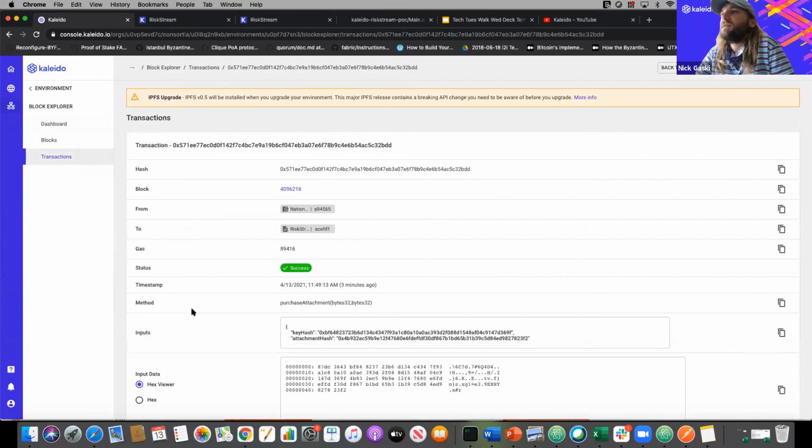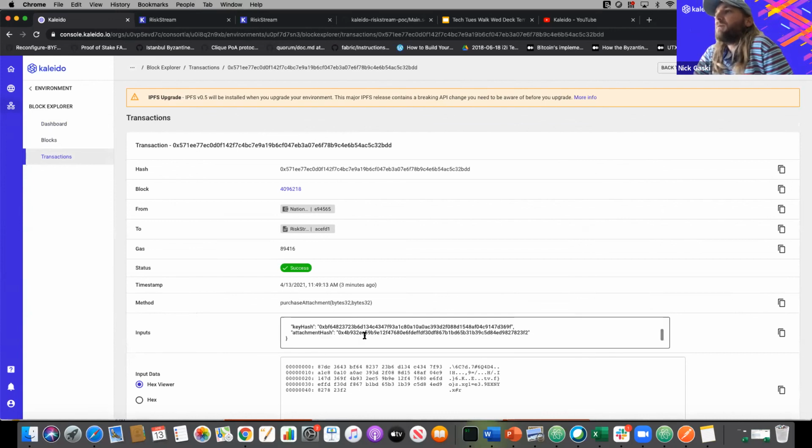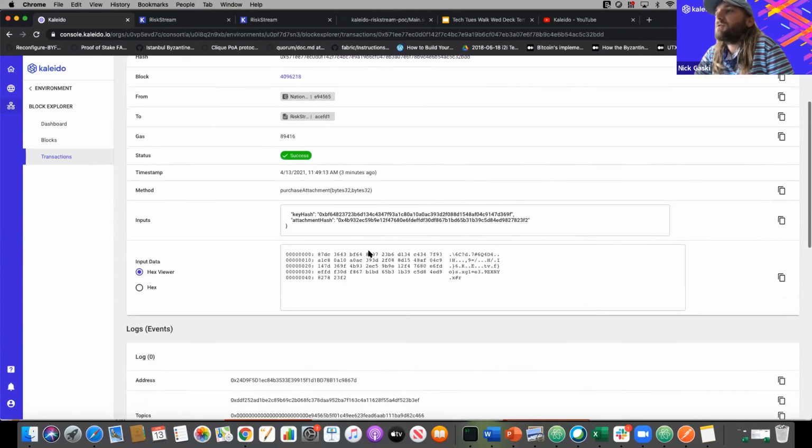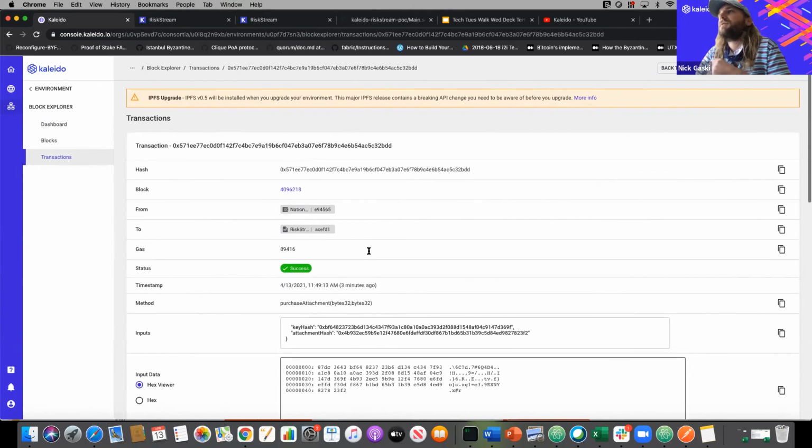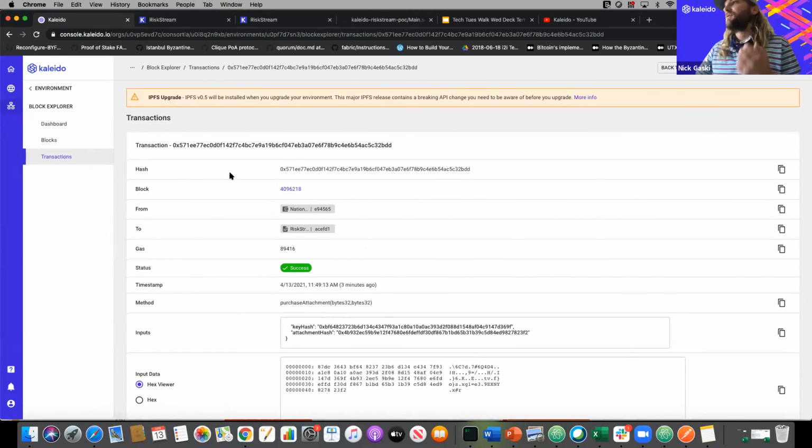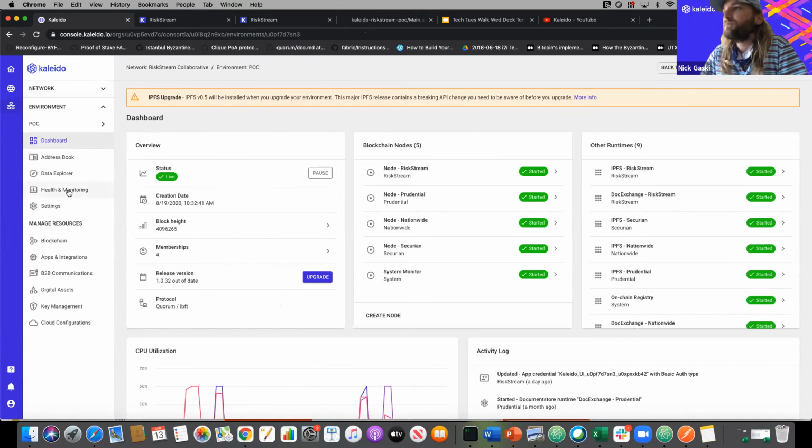So we can go ahead and look at this latest transaction, the attachment purchased right there. And we can see the key hash of that profile that I talked about, that publicly available data. And then we can see the attachment hash, the Charles Davis.txt right there that was purchased. You can see who it was from, who it was sent to. You can see the gas consumed, anything that's remotely interesting at the low level protocol layer. This is all exposed inside of the Block Explorer as well in Kaleido.